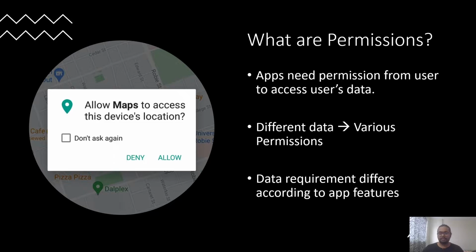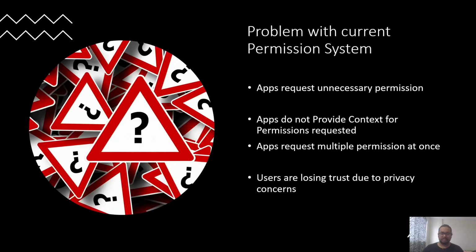In order to serve users better, smartphones might need access to sensitive user data like location or sensitive hardware like the camera. And in order to access these, applications need users' permission, and these permissions might vary with the type of data needed for the feature. In this example, you can see that the application is requesting access to the device's location to show the user's current location and navigate them to the destination accordingly.